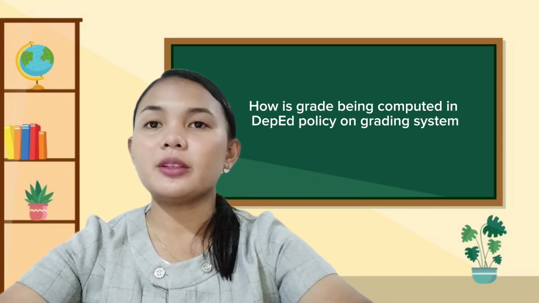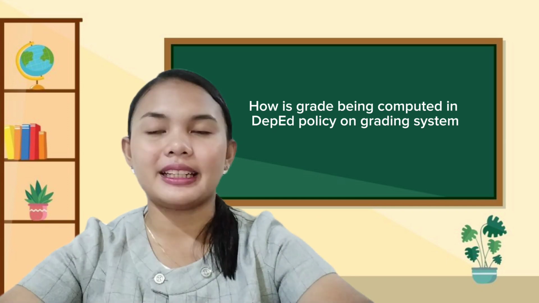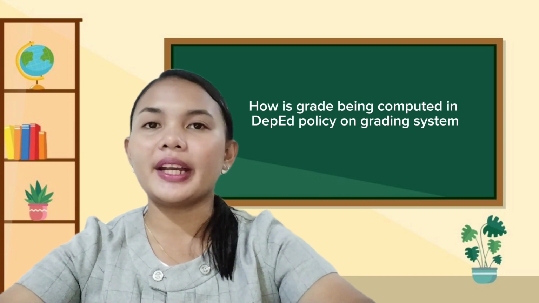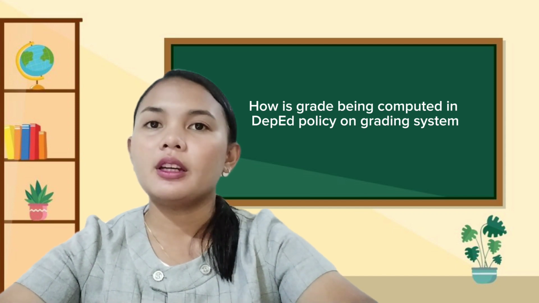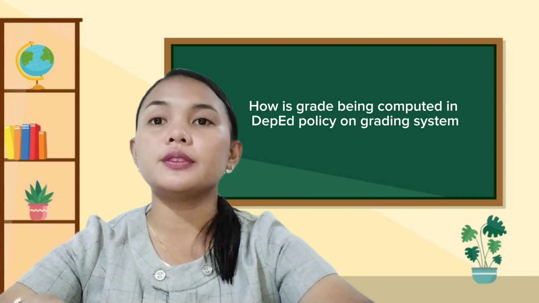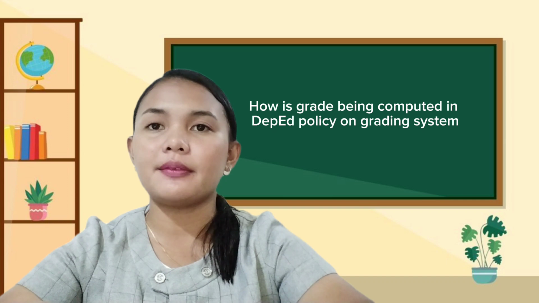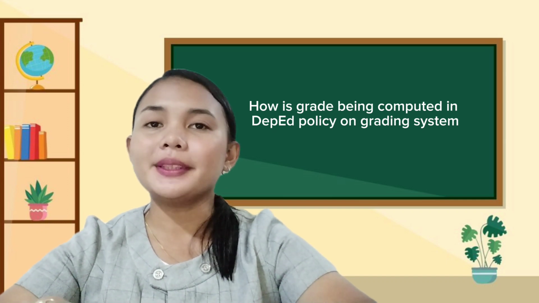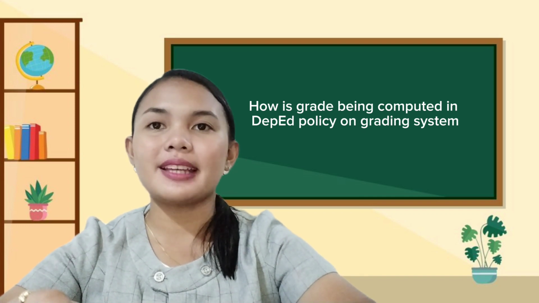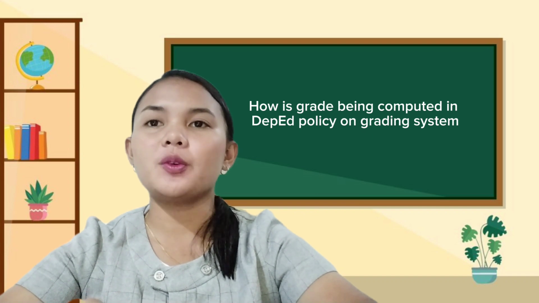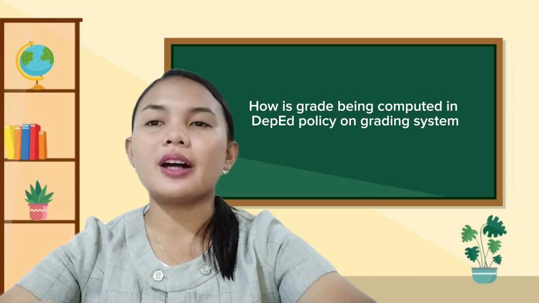How is the grade computed in the DepEd policy on the grading system for junior high school? The DepEd policy on the grading system for junior high school is based on the K-12 curriculum. The grading system is composed of two parts. The first one is the formative assessment, and the other is the summative assessment. The formative assessment includes quizzes, seat work, homeworks, and projects. It aims to assess the student's progress and understanding of the lesson throughout the grading period.